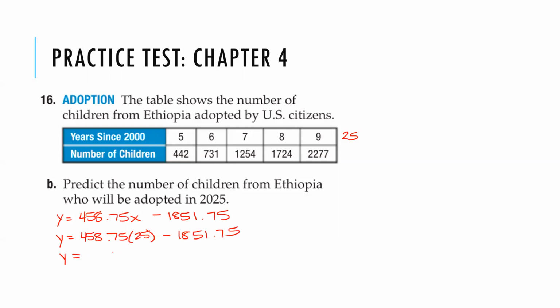And then I multiply that and I end up getting 11,468 and 7/500 minus 1,851 and 7/500. So y is equal to 9,617 children. Okay.